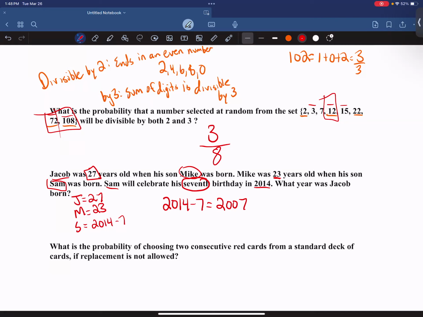From 2007, we know Mike was 23 years old, so we need to subtract 23. And we arrive at 1984. Well, in 1984, when Mike was born, we know Jacob was 27. So we subtract 27, and we arrive at 1957, which would be the year Jacob was born.